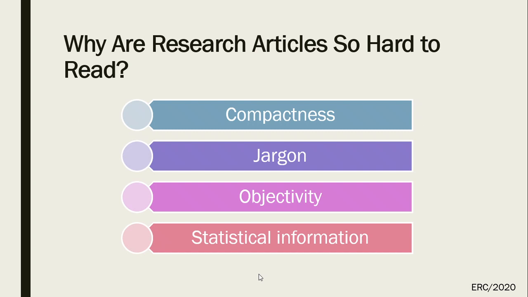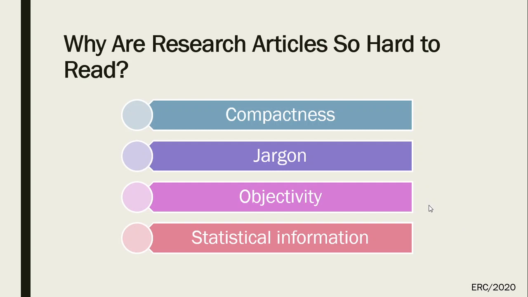Research reports tell a story. However, the style in which many research journal articles are written, especially reports on quantitative studies, makes it difficult for some readers to figure out or become interested in the story. To a novice audience, research reports may seem stuffy and bewildering. There are four factors that contribute to these impressions. Why are research articles so hard to read? This is because of the compactness, the jargon, objectivity, and statistical information.